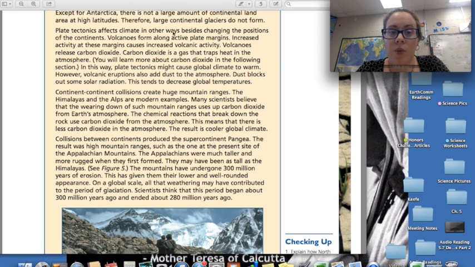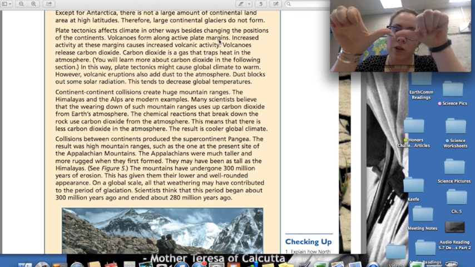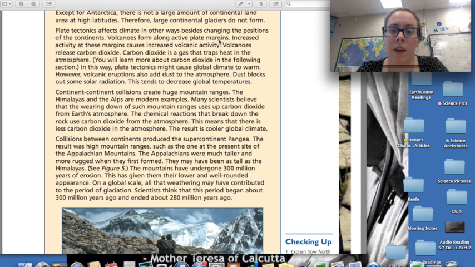Plate tectonics affects climate in other ways besides changing the positions of the continents. Volcanoes, we've learned about this, form along active plate boundaries, so your convergent boundaries and your divergent boundaries. Increases in activity at these margins cause increases in volcanic activity. Volcanoes release carbon dioxide. Carbon dioxide is a gas that traps heat in the atmosphere. You will learn more about carbon dioxide in the following section, which is in our next unit. In this way, plate tectonics might cause global climate to warm.